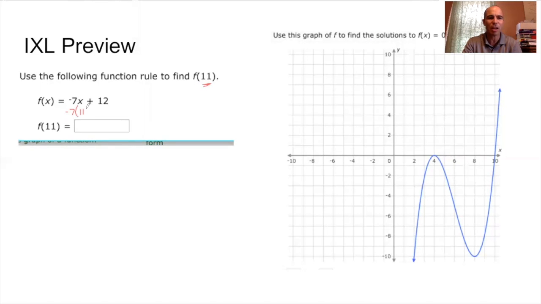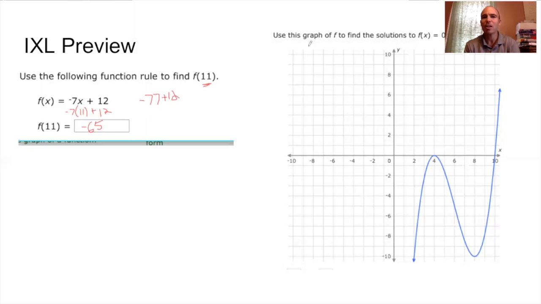That's all it's telling you to do. So you plug in your 11. What's that? Negative 77 plus 12. Check my math, you guys. What is that? Negative 65. Maybe I got that right, maybe I didn't. But that's how you do it. You plug in your 11 and then you just do the math.